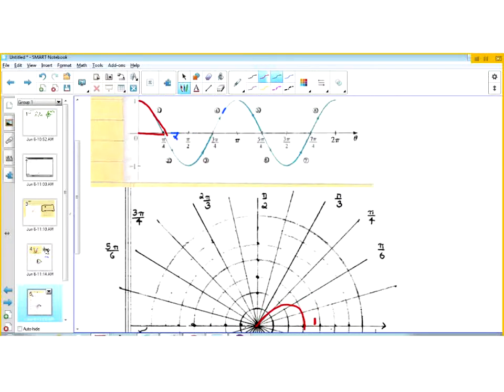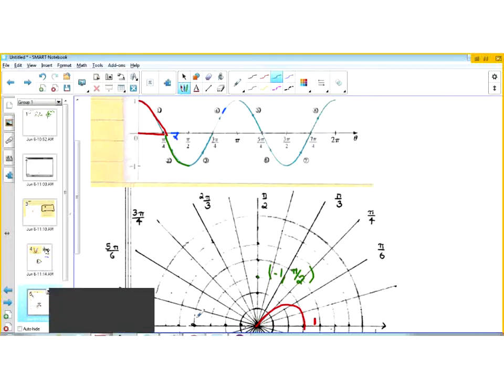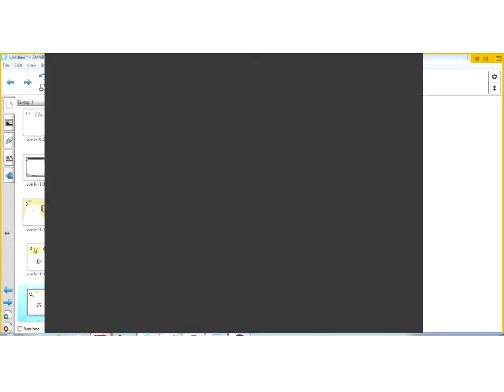Now, from pi fourths to pi halves, r ranges from 0 to -1. So at pi halves, we would have the coordinates, let's see, -1, pi halves, like so. Now, how do we complete the graph for this section?